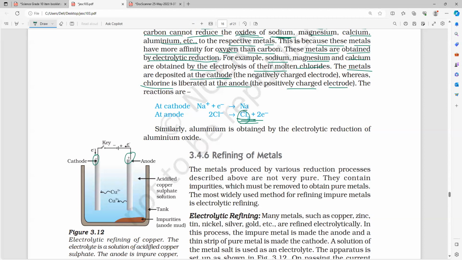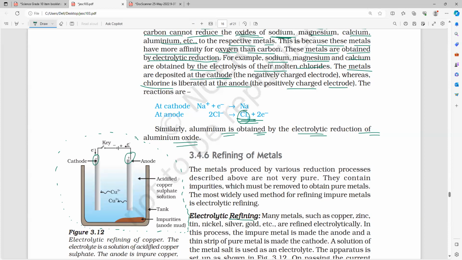So this is the method of electrolysis. Please remember, very, very important. One hundred percent the question will come in the exam. You are not supposed to miss this diagram. The diagram is extremely important, so learn it perfectly. Also, aluminum is obtained by the electrolytic reduction of aluminum oxide. Please go through that and learn. Definitely it is going to be helpful for us in the future. The exam also will ask this.